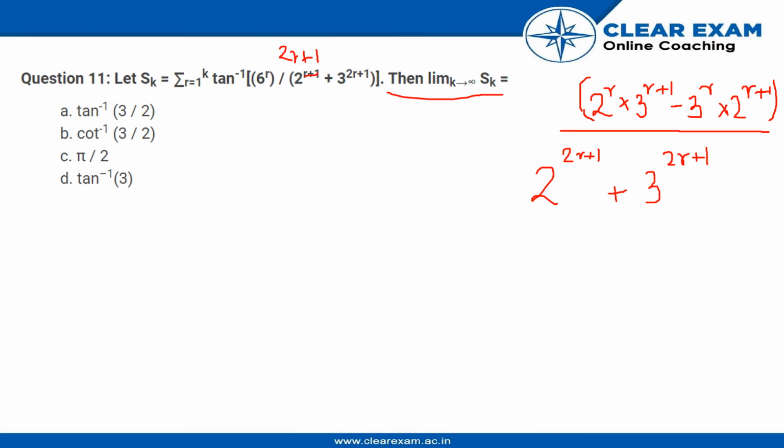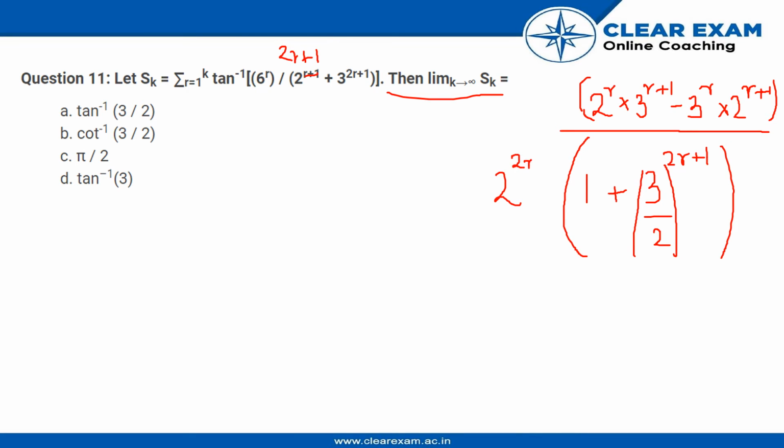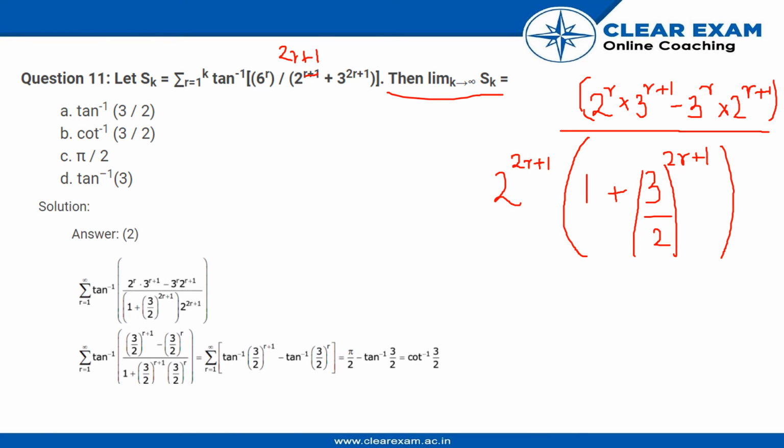And now you can see 2 raised to 2r plus 1 and 3 raised to 2r plus 1. I will take this 2 raised to 2r plus 1 and put it in the denominator of 3, making it 3 by 2 raised to 2r plus 1. This becomes 1, and this entire thing is multiplied by 2 raised to 2r plus 1. I just took 2 raised to 2r plus 1 common, correct? So we can see that this term is the one that I have written over here.